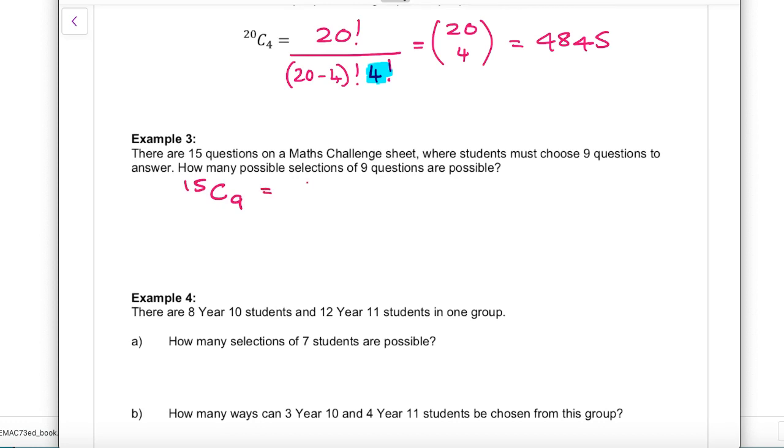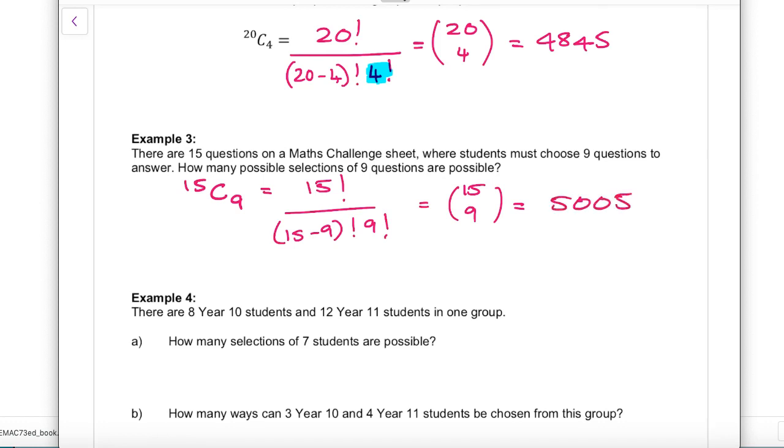So we could say 15 objects, we're going to choose 9, but we're not going to arrange them. Or in our calculator, 15 choose 9. We get 5,005 different selections of 9 questions.